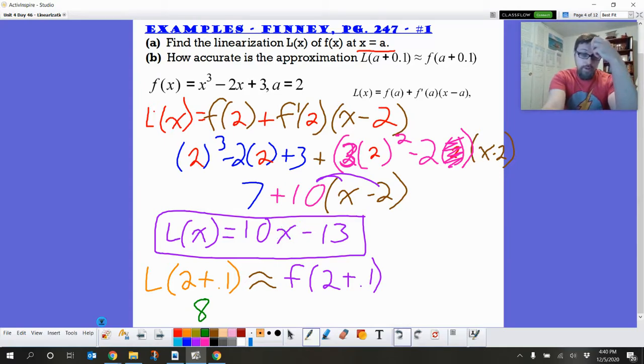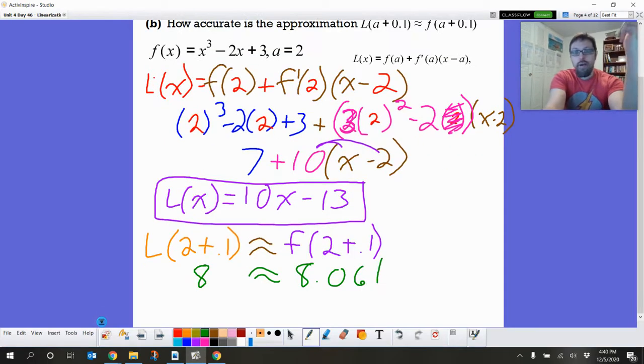And then for F of 2.1, I am just going to plug 2.1 into all of these spots and see what that works out to be. Plugging it all into my calculator, I get 8.061.